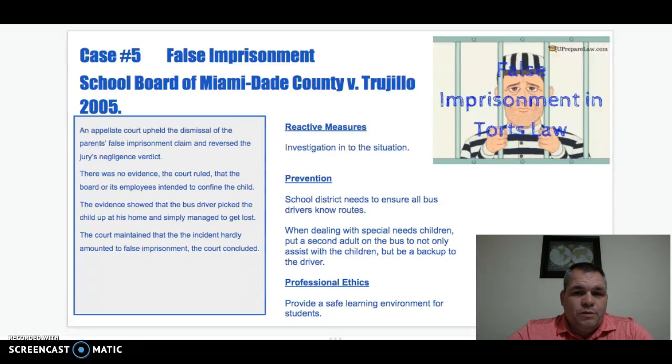When you're dealing with special needs, maybe you put a second person on that bus. One, to assist with the children if needed. Two, maybe they would have known that the bus driver was going the wrong way. Maybe they knew he was getting lost. Like, hey, what's going on? Where are we at? They could have made a phone call for him. So you got to make sure that you're covering all your bases with that. And again, as always, you got to keep the kids safe.